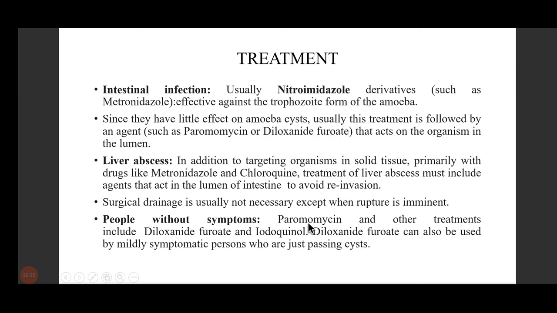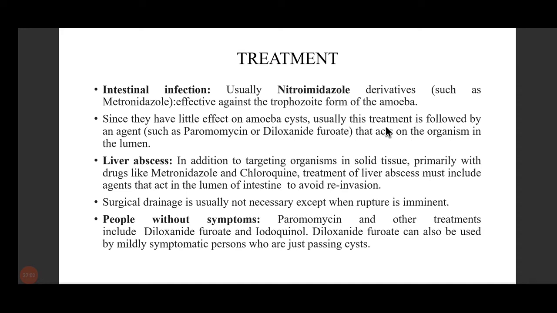Let's go ahead. Treatment is done. For intestinal infection, usually metronidazole derivatives such as metronidazole are effective enough against the trophozoite form of amoeba. Since they have little effect on amoeba cysts, usually this treatment is followed by an agent like paromomycin or diloxanide furoate that acts on the organism in the lumen.